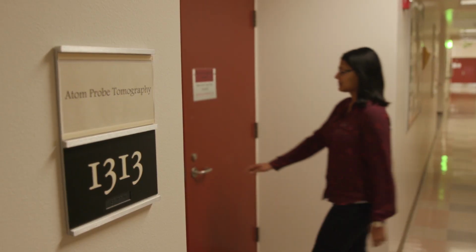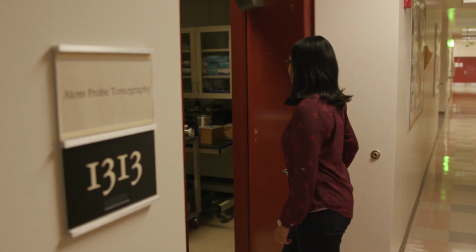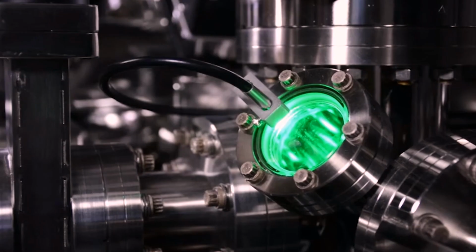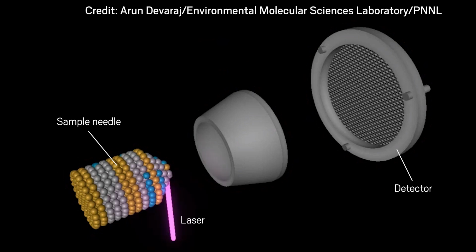To get a handle on how goethite interacts with its surroundings, Sandra is using a technique called atom probe tomography. This technique aims a laser at a thin needle of whatever material a scientist is studying. The laser is powerful enough to cause atoms to evaporate from the tip of the needle. The instrument then detects individual atoms as they fly off a sample.